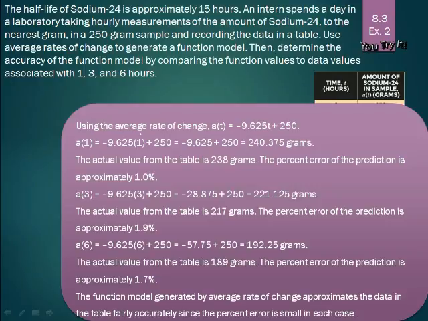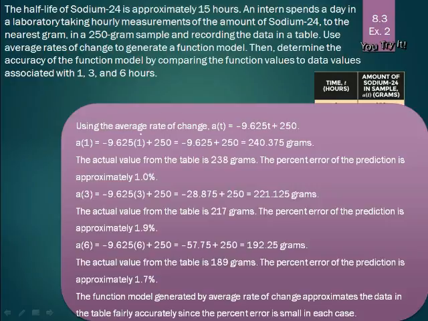a of 3 equals negative 9.625 times 3 plus 250, equals negative 28.875 plus 250, equals 221.125 grams. The actual value from the table is 217 grams. The percent error of the prediction is approximately 1.9%. a of 6 equals negative 9.625 times 6 plus 250, equals negative 57.75 plus 250, equals 192.25 grams. The actual value from the table is 189 grams. The percent error of the prediction is approximately 1.7%.